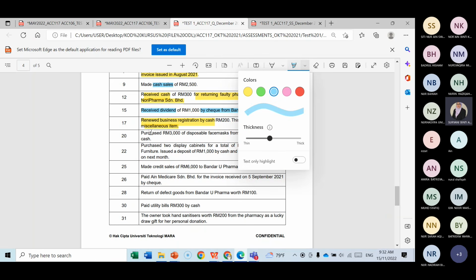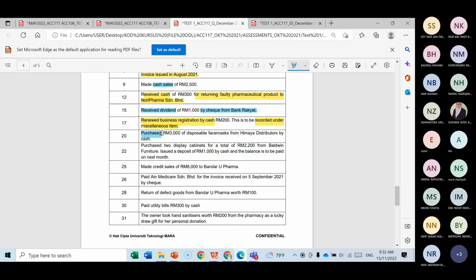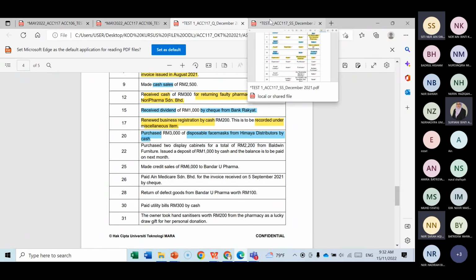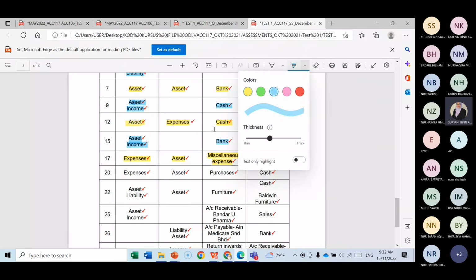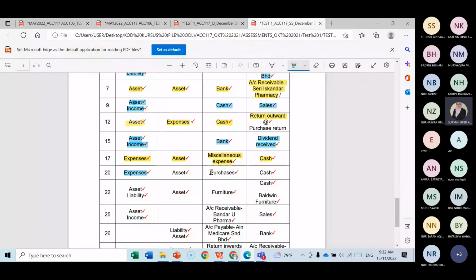Selling product, I mean. So the keyword here: purchase disposable face mask from Himaya distributors by cash. So increase in what, class? Expenses and decrease in your asset. Why increase expenses? Because you buy the stock. So increase expenses, debit purchase account, and decrease in asset, credit the cash account because you made the payment by cash.